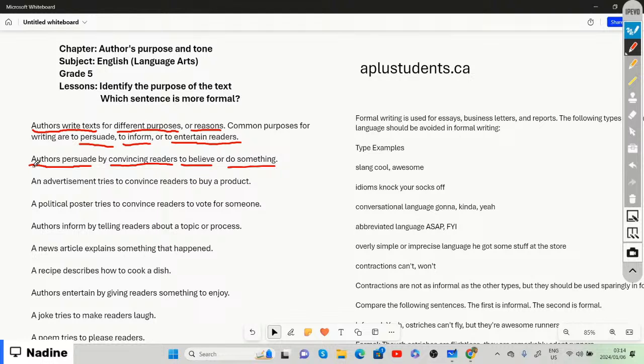And also, authors inform by telling readers about a specific topic or a process. That also goes hand in hand with the purpose of writing being to inform. And certain textbooks are more informative than entertaining.